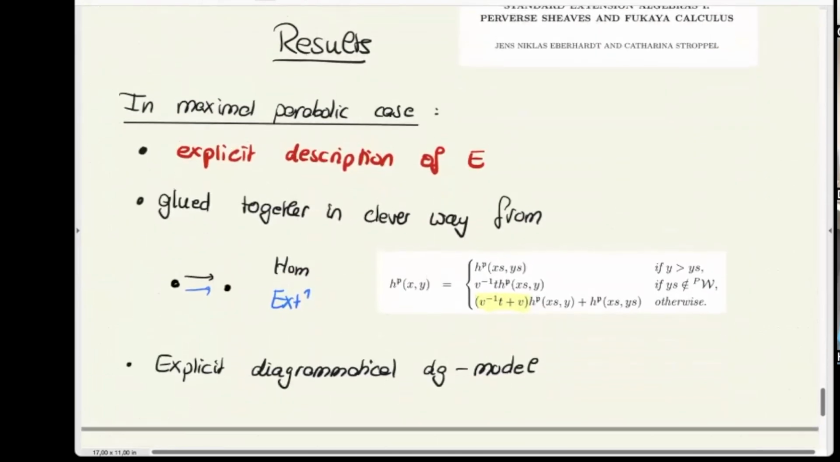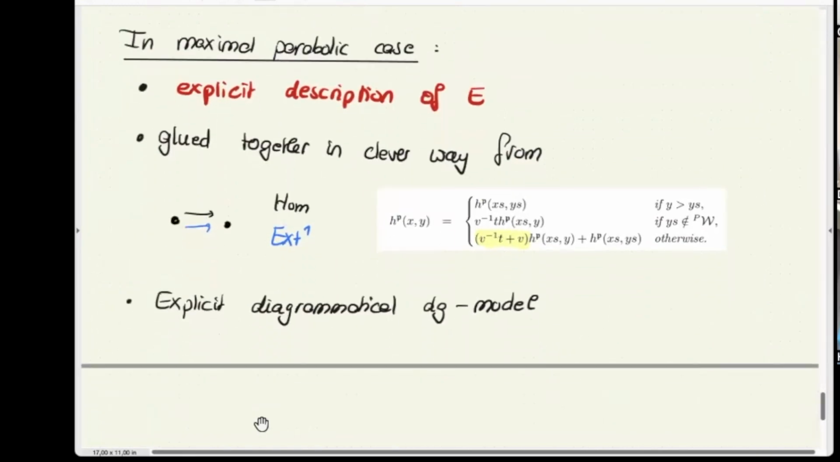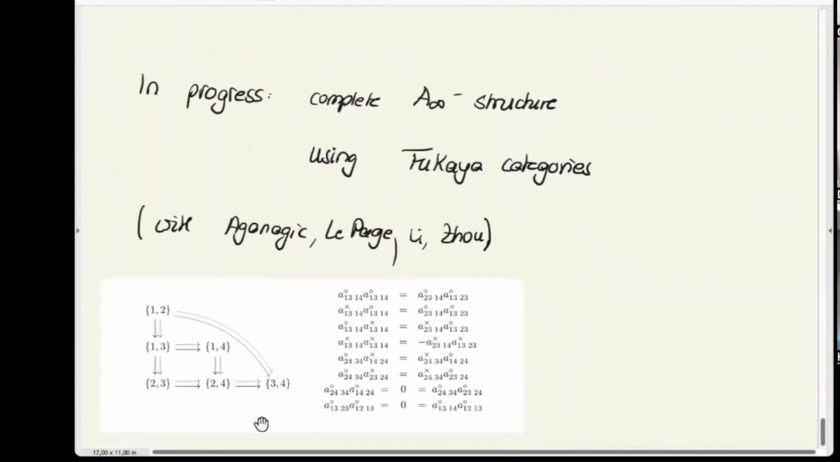So, and then what are the results? The results at the moment are that in the maximal parabolic case, we have an explicit description of this algebra E with a basis and a multiplication. And one can see that it's glued together from the SL2 case, so a two-dimensional one Hom and one Ext. And one can see this combinatorially also in this formula indicated by yellow. And moreover, we have an explicit diagrammatical DG model. And what is in progress is that we understand the complete A infinity structure.